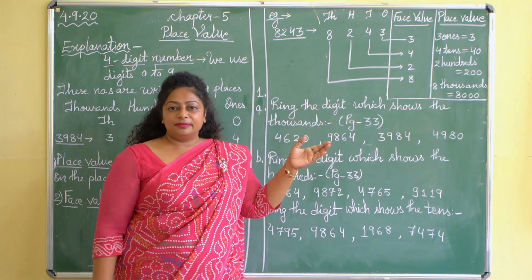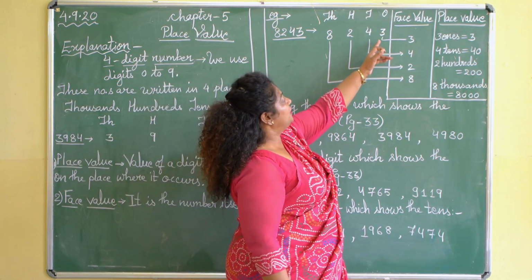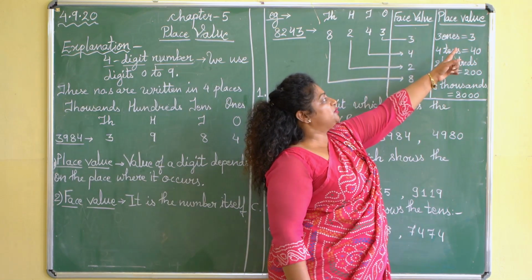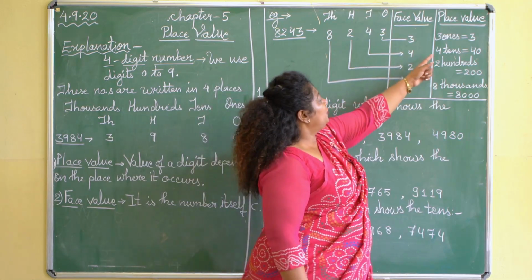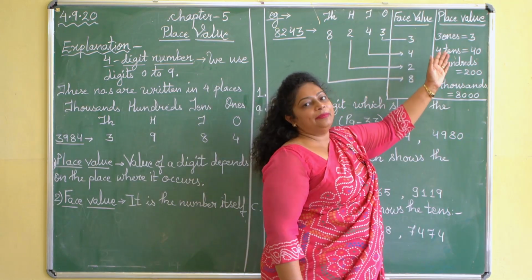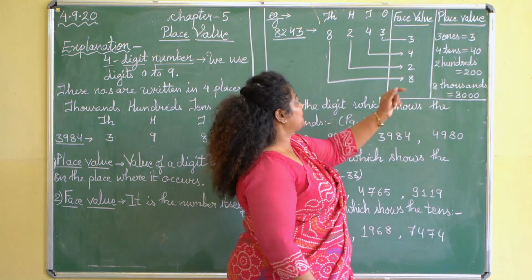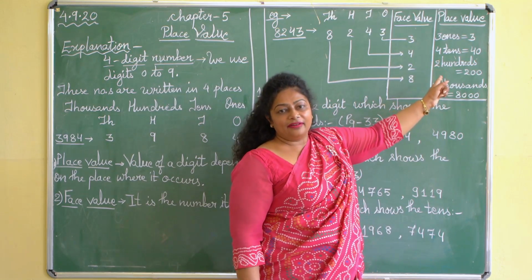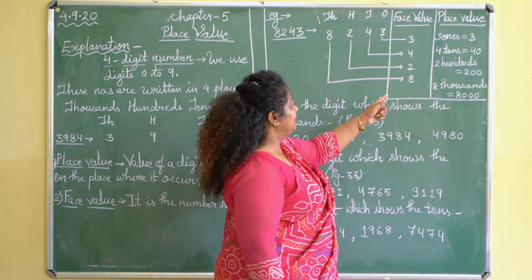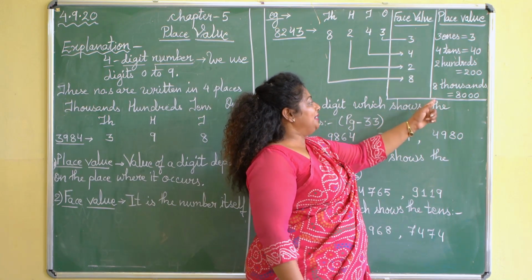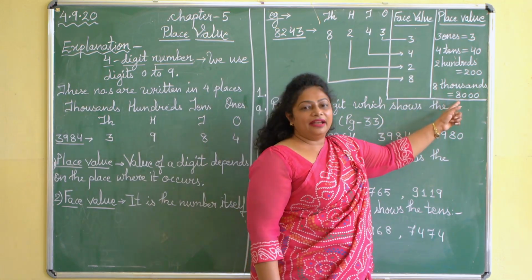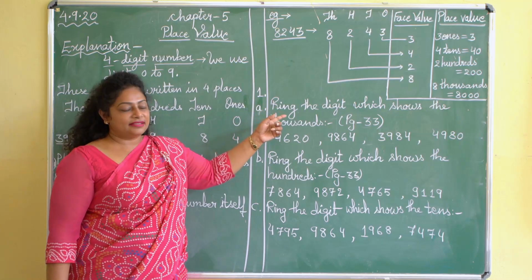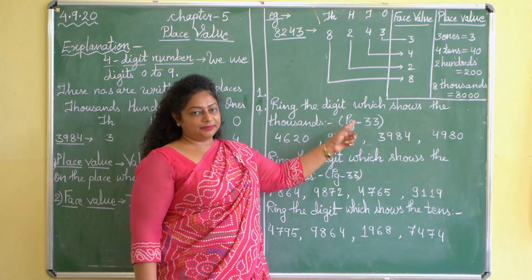Now, to find the place value, that is the value of the digit. 3 is at ones place, so we will write 3 ones is equal to 3. Second, 4 is at tens place, that means 4 multiplied by 10 is equal to 40. 2 is at hundreds place, so it will be 2 multiplied by 100 is equal to 200. And lastly, 8 thousands means 8 multiplied by 1000 will give you the value 8000. Is it clear, everyone?